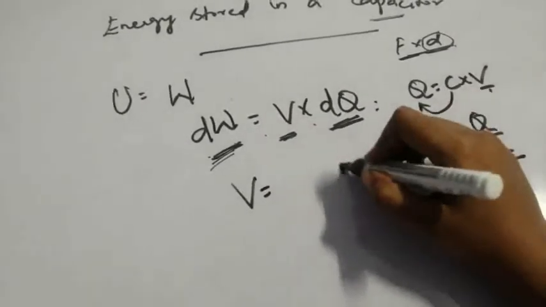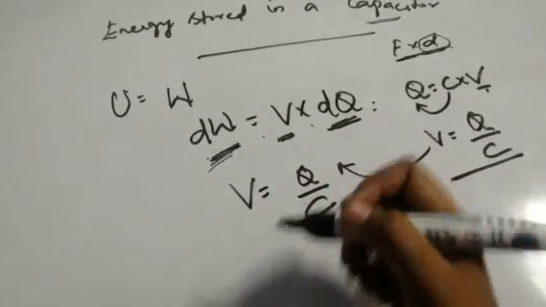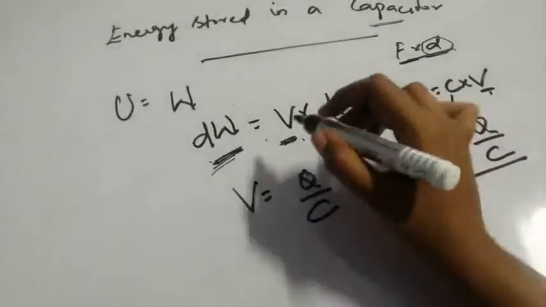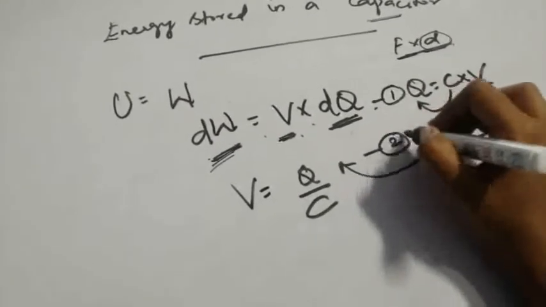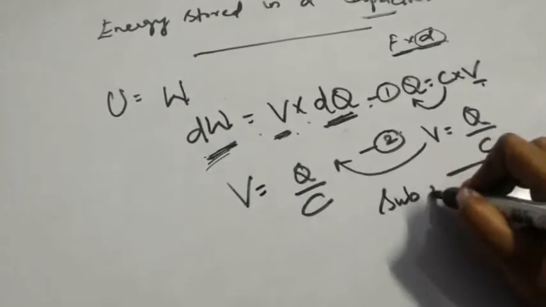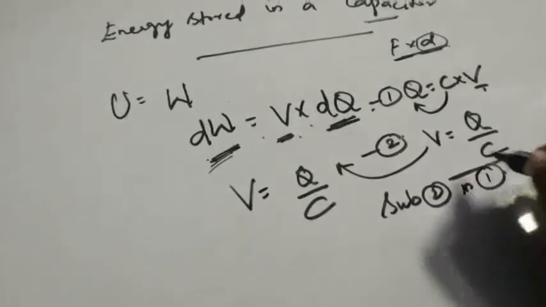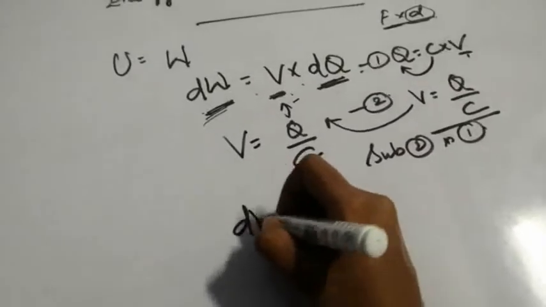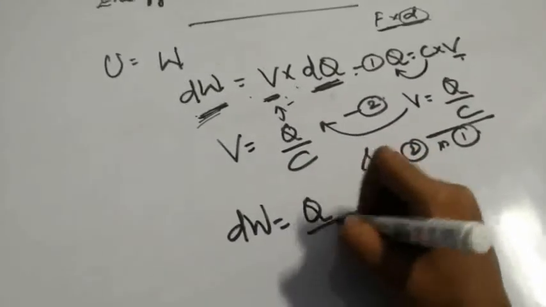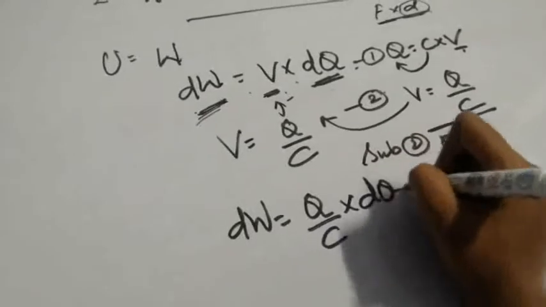Substitute this V value, V equal to Q by C, in equation number 1. Let this be equation number 1 and this be equation number 2. Substitute equation number 2 in 1. So instead of V, substitute this. So we have work done dW is equal to Q by C into dQ.